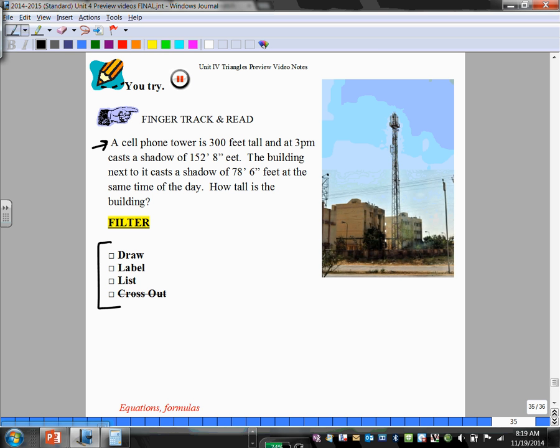All right, students, let's see how you did here. One step at a time. It says a cell phone tower is 300 feet tall. So we have a cell phone tower. It's going to be like this right here, our cell phone tower. And that is 300 feet tall and casts a shadow of 152 feet 8 inches. So here we have a shadow here. That's shorter. Let's draw that to scale. The shadow is 152 feet 8 inches.